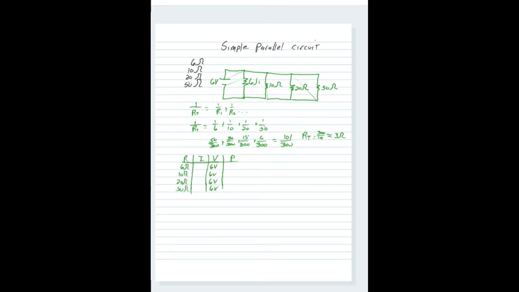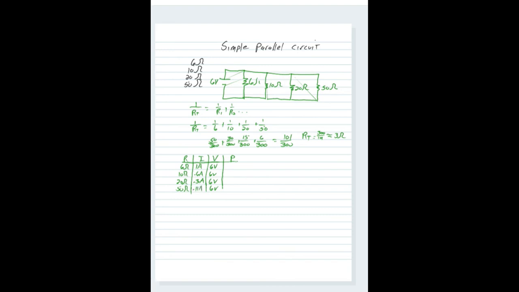Okay, so now what I can do is to find the current. To find the current, all I do is divide the voltage by the resistance. So obviously this is going to be 1 amp. So it's going to be 0.6 amps. This is going to be 0.3 amps. And this will be 0.11 amps.